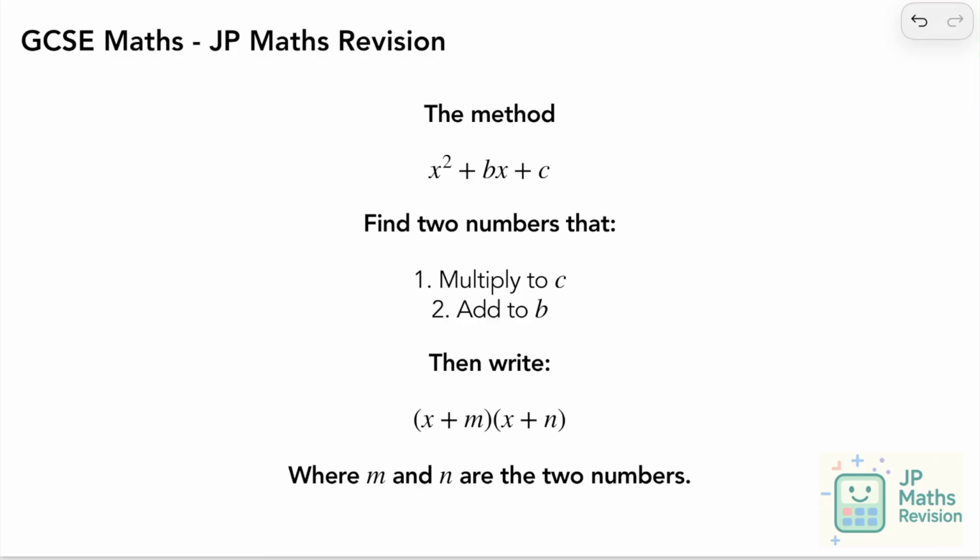So we need to be able to factorise monic quadratics. The method is below. We need to think of two numbers that multiply to the c term and add to the b term. Once we've got our two numbers, we write it in the form x plus m, x plus n, where m and n are the two numbers that we've just found. That might sound a bit confusing and a bit weird, so we're going to go through a few examples to show that it's actually not as weird as it looks.